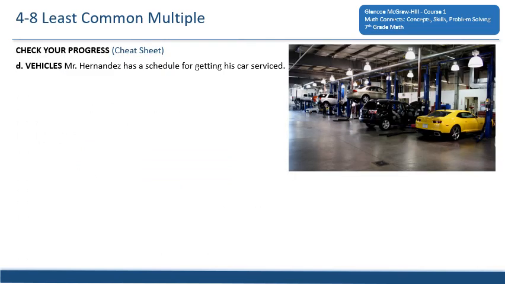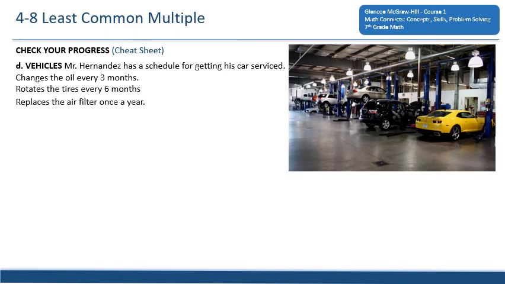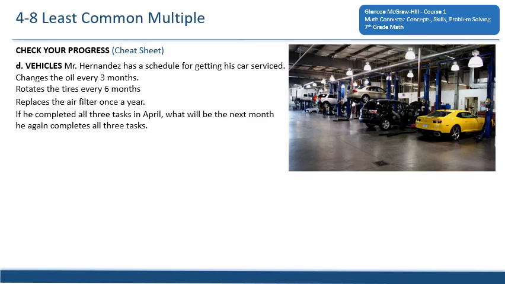Mr. Hernandez has a schedule for getting his car serviced. Changes the oil every 3 months. Rotates the tires every 6 months. And replaces the air filter once a year. If he completed all 3 tasks in April, what will be the next month he again completes all 3 tasks? So what do you think we need to find in order to find the answer to this? That's correct. The least common multiple of 3, 6, and 12.